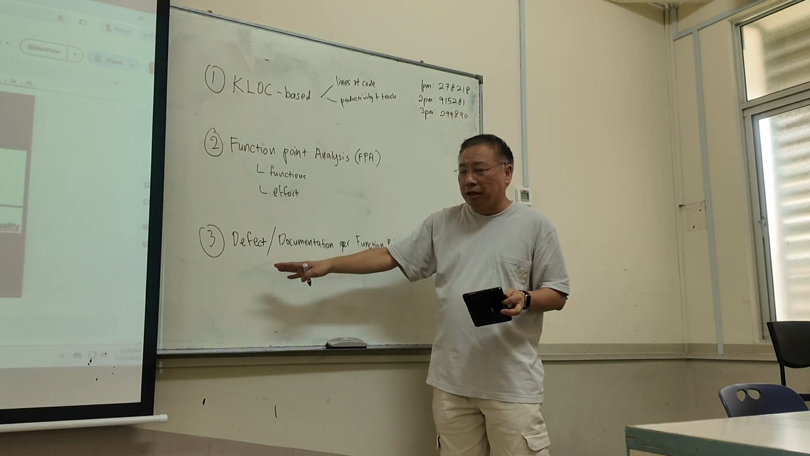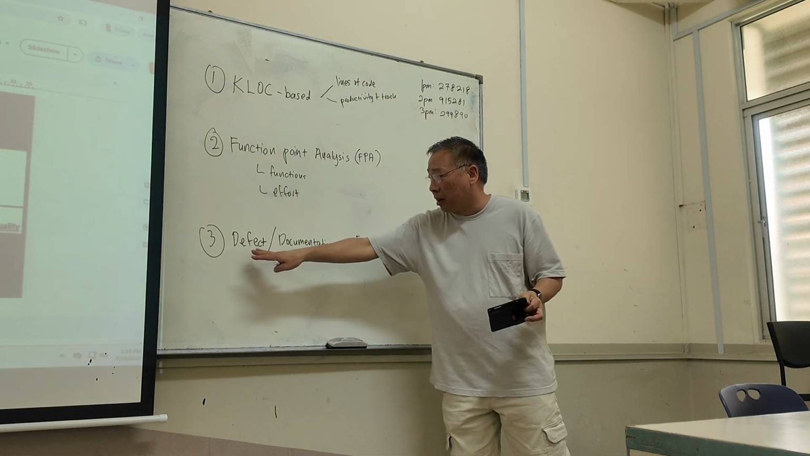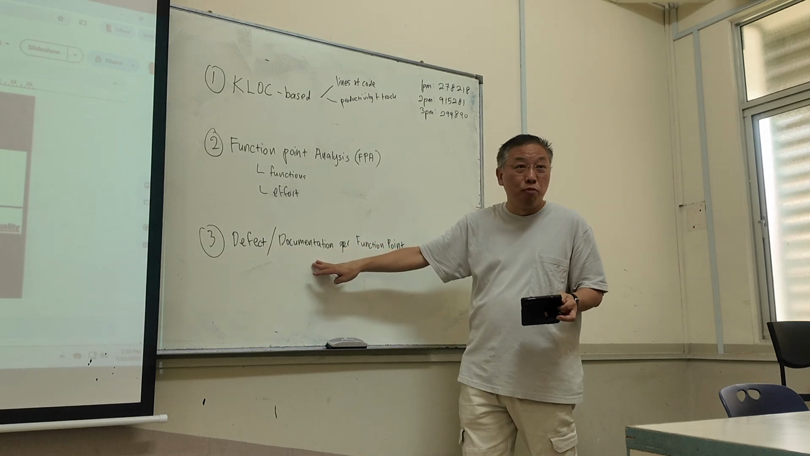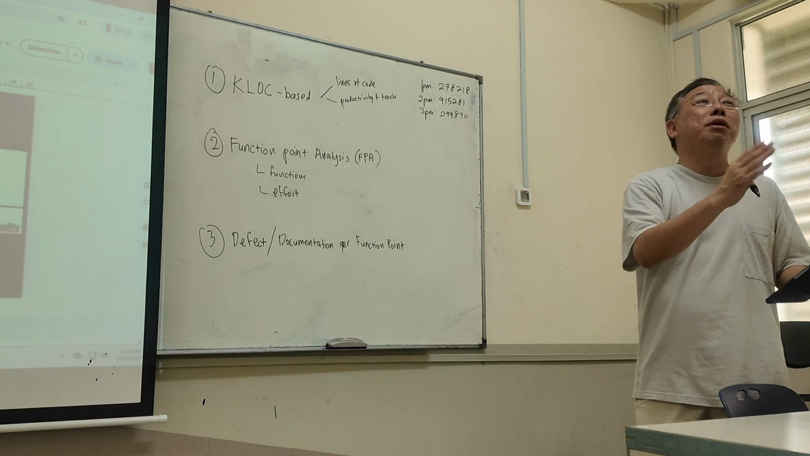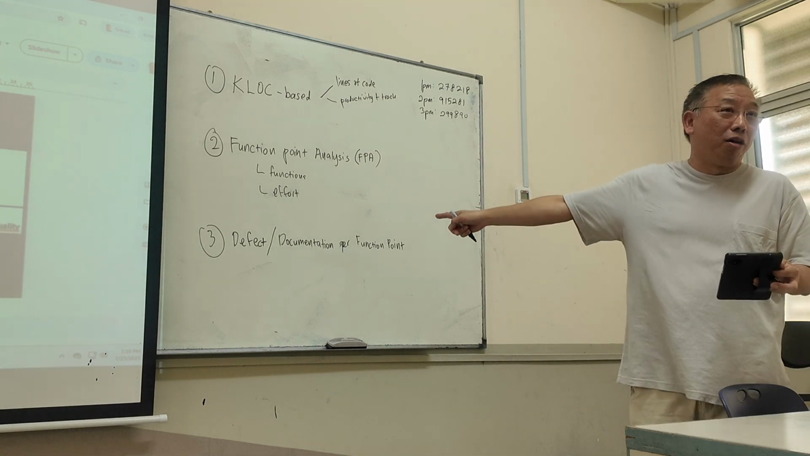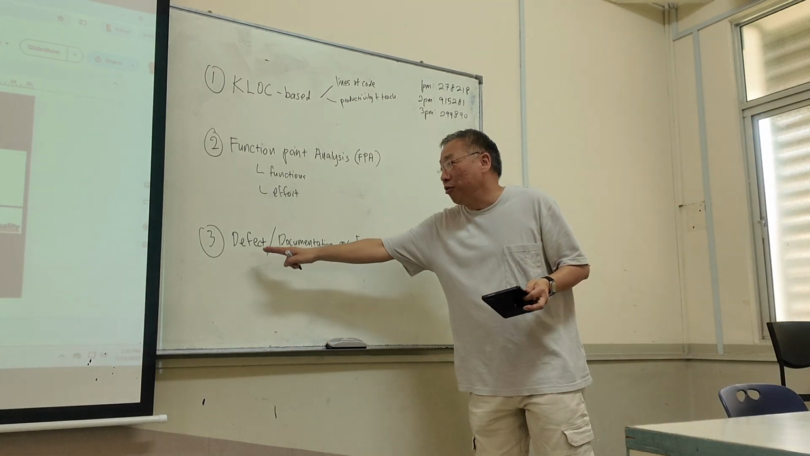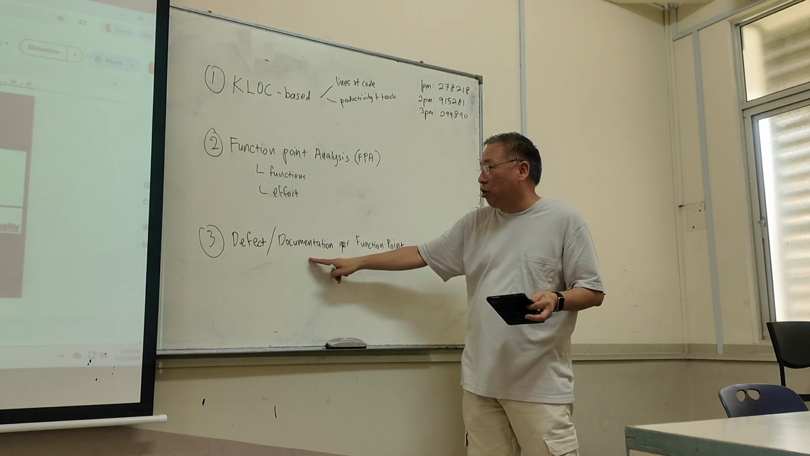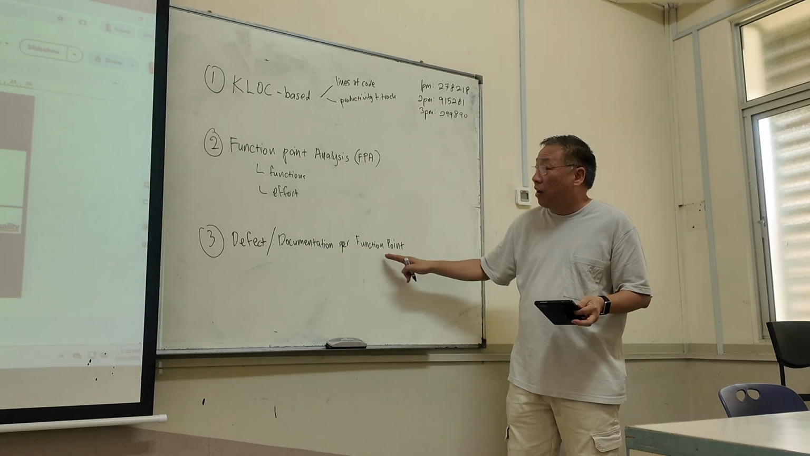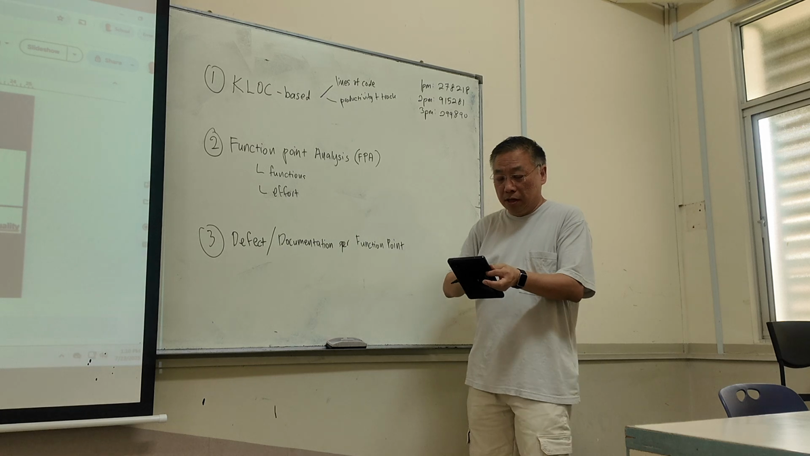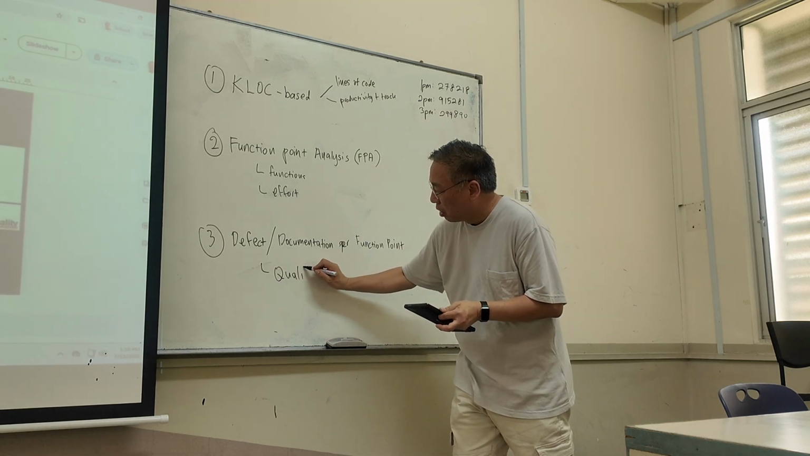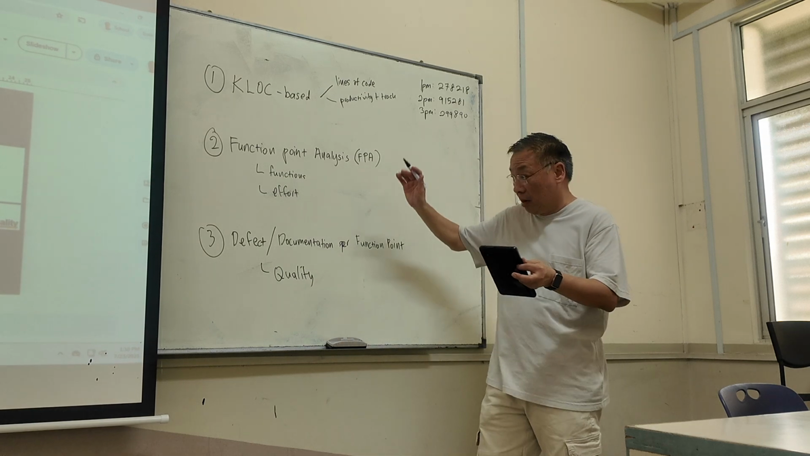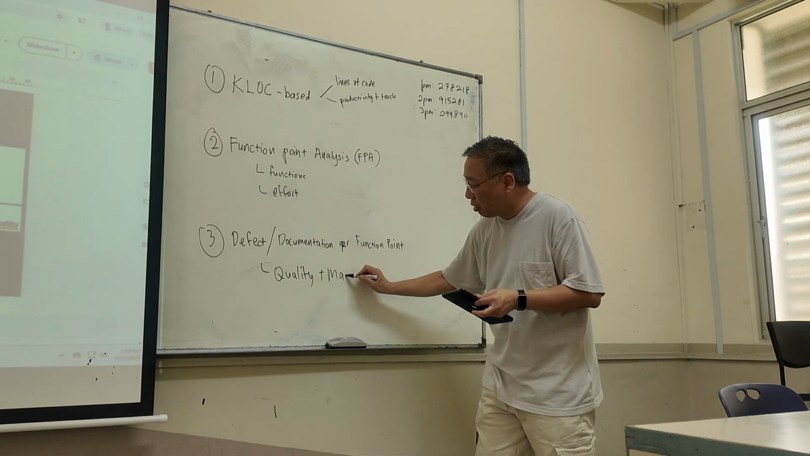Then the last one doesn't have a special name, but you calculate the number of defects and the number of documentation pages. I'm sure you haven't counted any calculation that counts how many pages you have in the documentation. This one counts that. Okay? So you count how many defects you have and how many documentation pages you have per function point. And this one really will give you a feel of the quality of your system and the maintainability of your system.